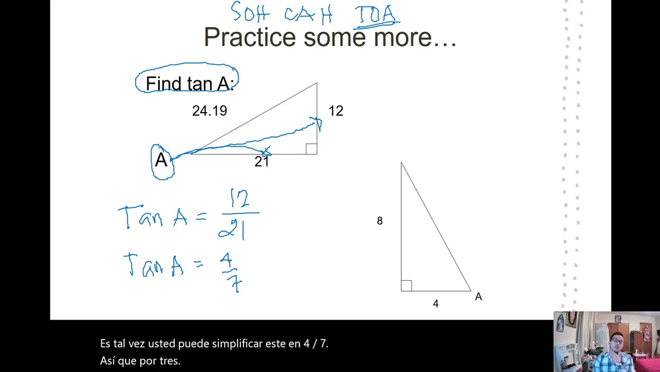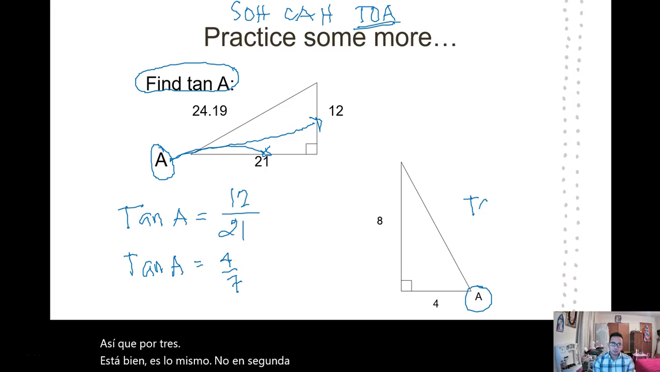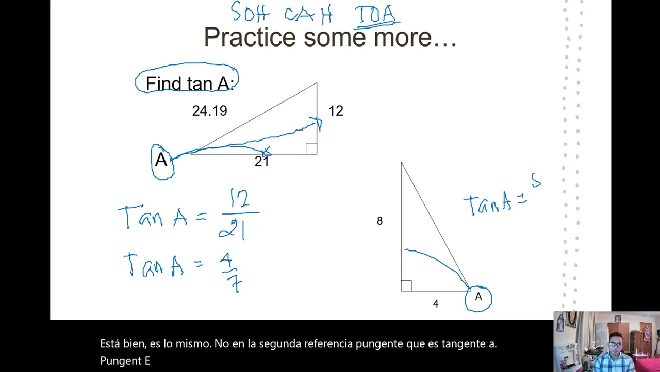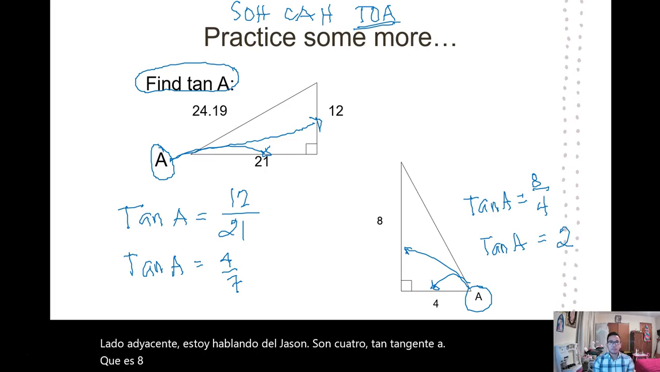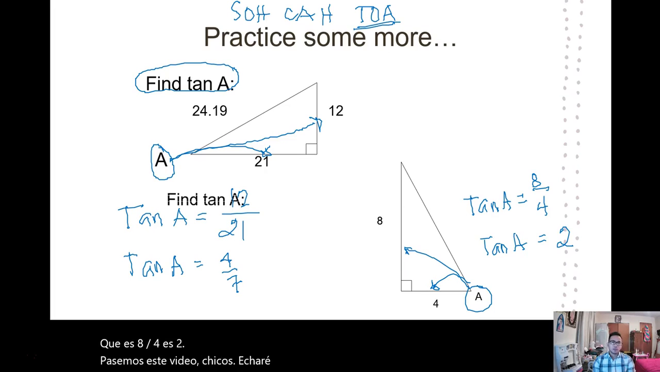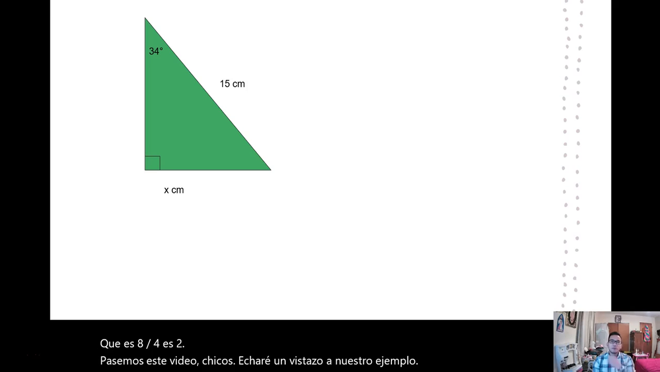Okay, it's the same. Now, in the second one, tangent A is equal to opposite, which is 8, and the adjacent side is 4. So tangent A, which is 8 divided by 4, is 2. Let's pause this video, guys, to take a look at our example. Next is how about this, guys?